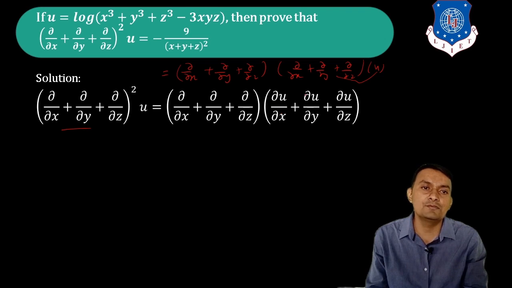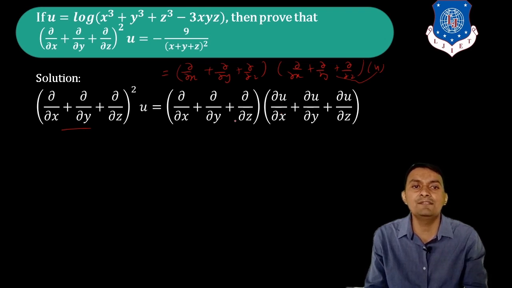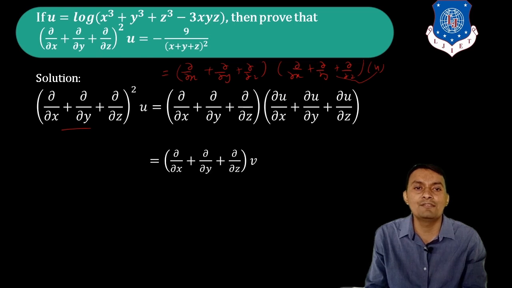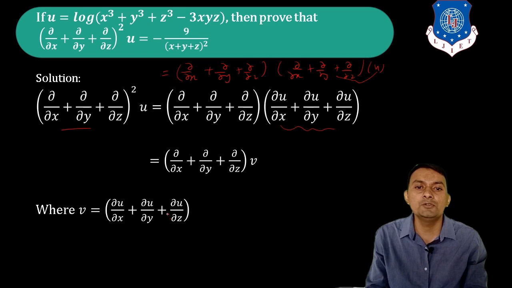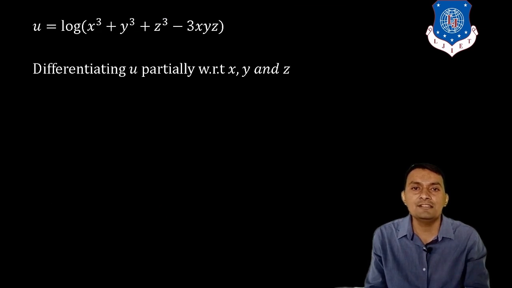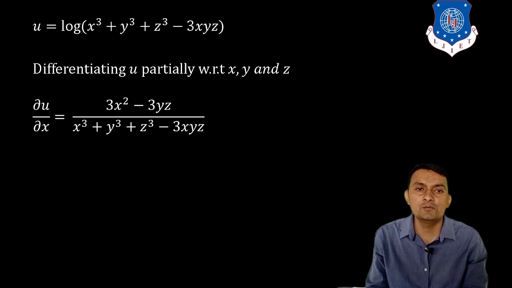And after that, what do we have to do? We have to do the derivative with respect to x, then with respect to y, and then with respect to z, and that is going to be our final answer. For simplicity, I just call it v, where v is nothing but del u by del x plus del u by del y plus del u by del z. Then you can see the first partial derivative is with respect to x, and then we will do the partial derivative with respect to y and z.